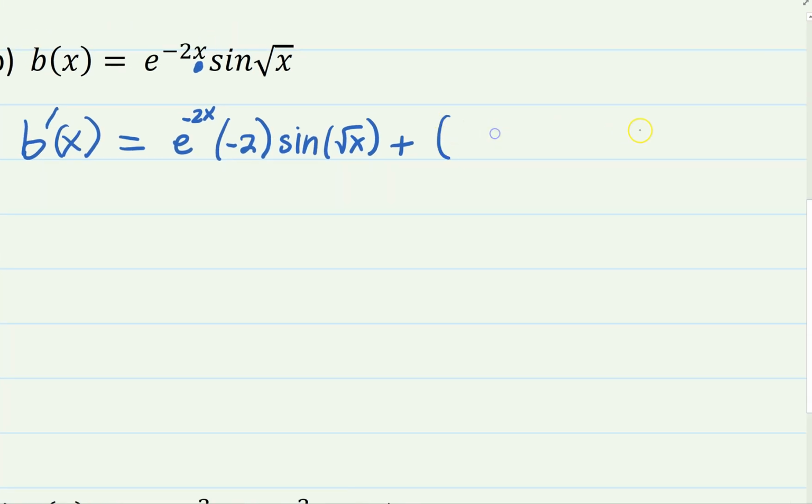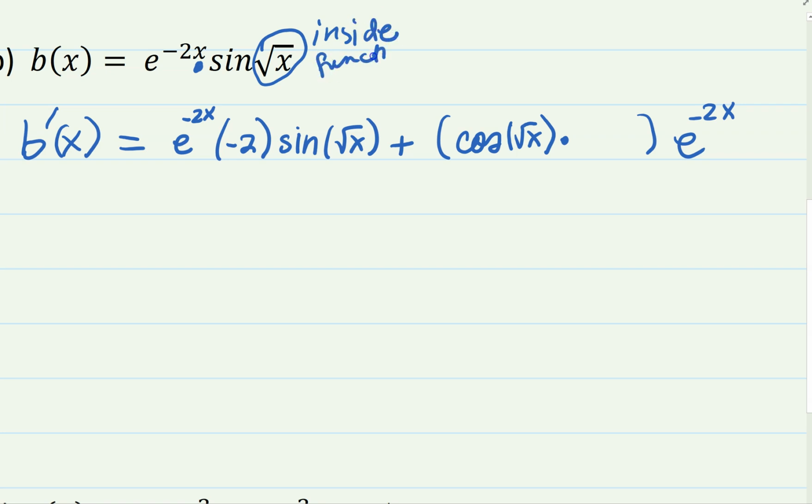The derivative of the second, I'm going to go ahead and leave that blank, multiplied by e to the negative 2x, right? That's the derivative of the second function times the first right there. So we would have the derivative of sine is cosine of square root of x multiplied by the inside derivative, because this is the inside function to the function sine. So then the derivative of that is 1 over 2 square root of x.